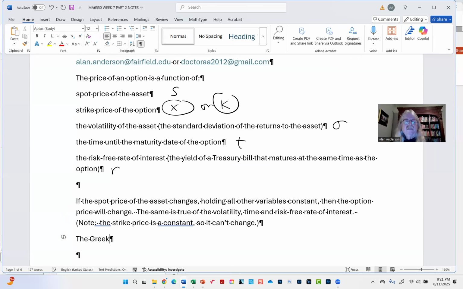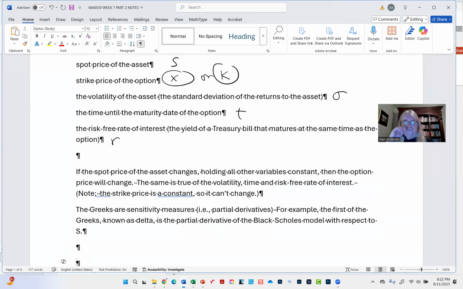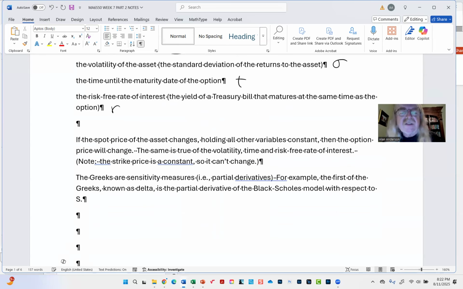So the Greeks are sensitivity measures. In other words, they're partial derivatives. Meaning, for example, the first of the Greeks, known as delta, is the partial derivative of the Black-Scholes model with respect to S. So you can write that in a few different ways. Delta, for a call at least, is written like this.